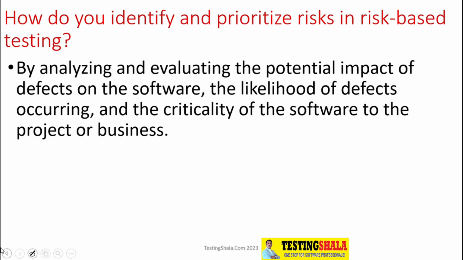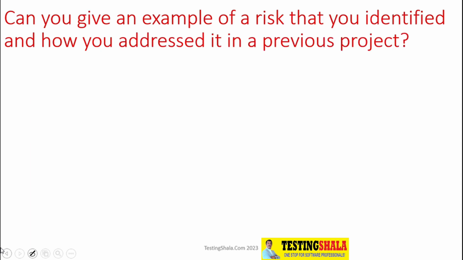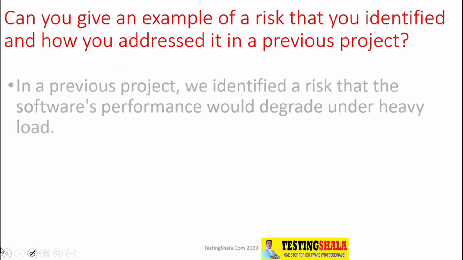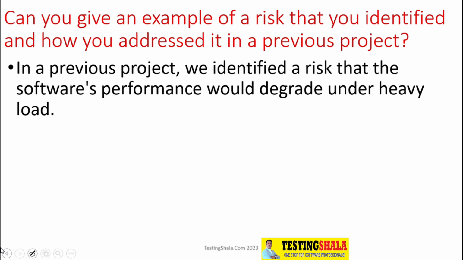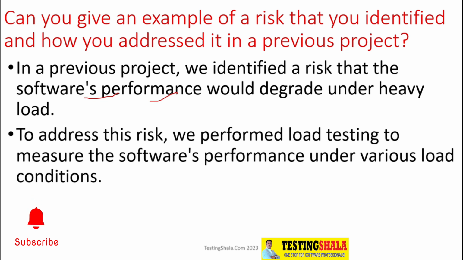The next interview question is: can you give a few examples of a risk that you identified and how you addressed it in a previous project? Here we should talk about certain risks. For example, a performance-related issue: because of a few defects, our software was degrading its performance under too much load. That is the risk we identified. How do you address this risk? We perform load testing with various parameters and load conditions. That gives us a solution whenever this kind of risk arises, by assessing the risks and putting the right mitigation plan in place. That is how you should explain this interview question.